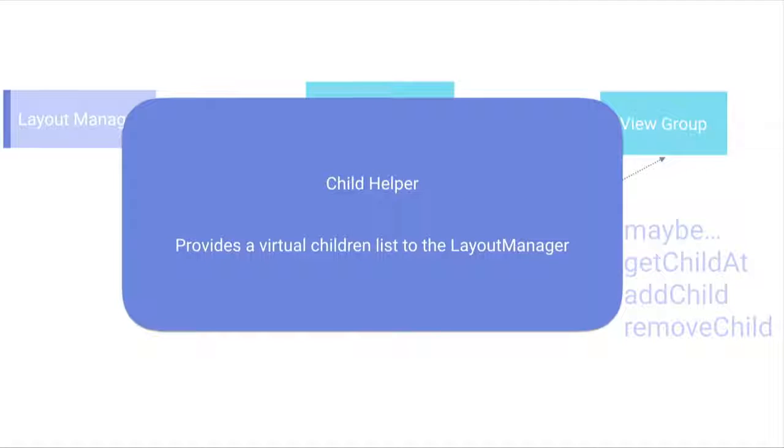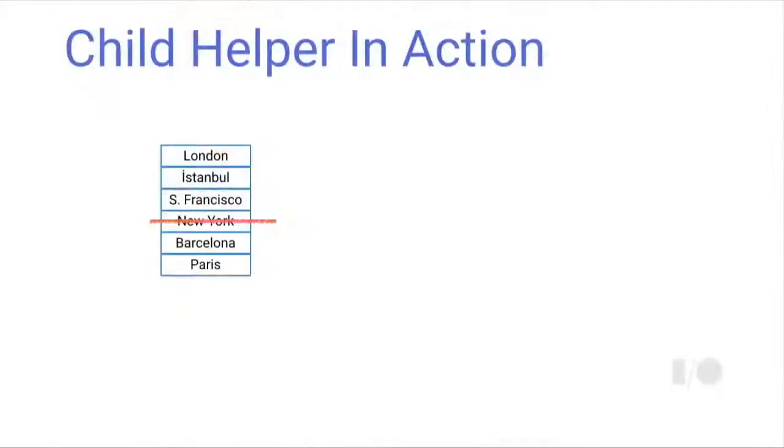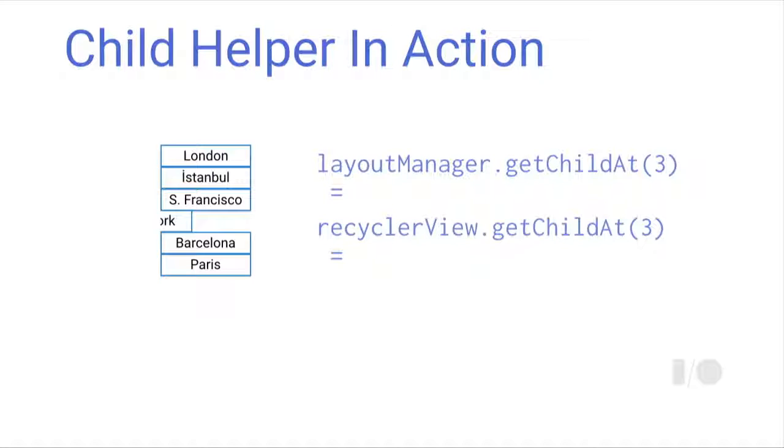So child helper is responsible to provide a virtual list to the layout manager. For example, let's assume this view has been swiped, is being removed. While you run the remove animations at the 200 milliseconds, if the layout manager tries to get the child at the third position, it's going to return Barcelona. And if you try to get the RecyclerView's third child, it is New York. So the abstraction between these components helps us do this kind of thing without making these components complex.